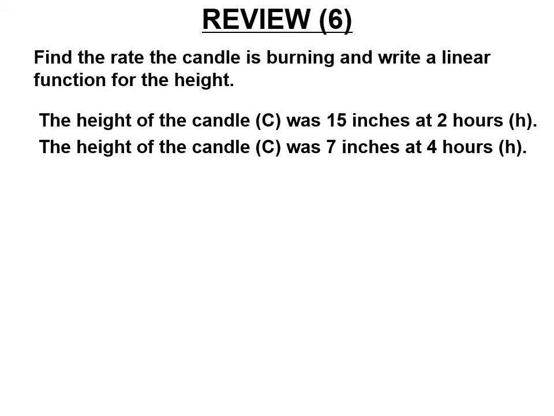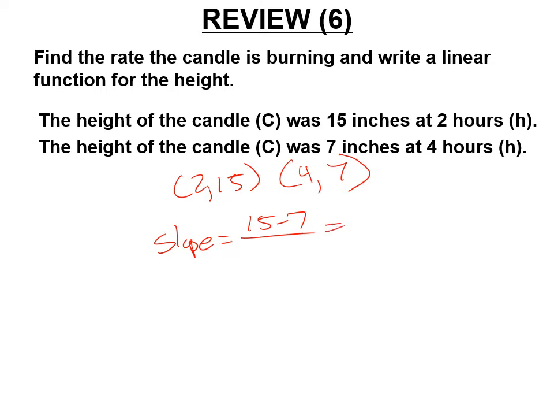Okay, now we're given 2 heights of the candle. We know at 2 hours it was at 15 inches, and at 4 hours it was at 7 inches. It was shorter, right? Candles burn down. We have to find the slope, subtract our y's. 15 minus 7 is 8. 2 minus 4, because if I start with 15, I got to start with 2. I get negative 2... it's negative 4, going down 4 inches per hour, right? The rate the candle is burning is down 4 inches per hour.